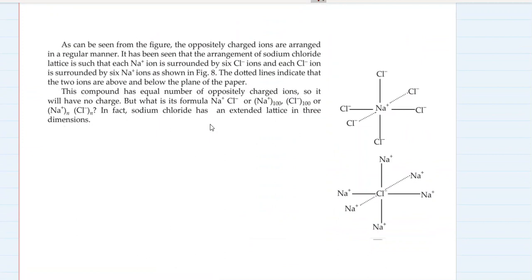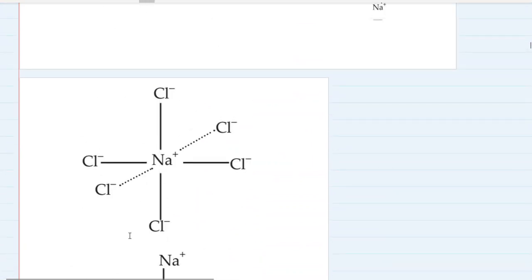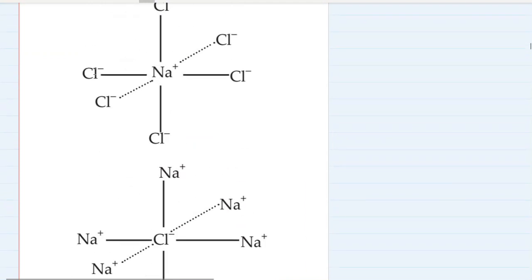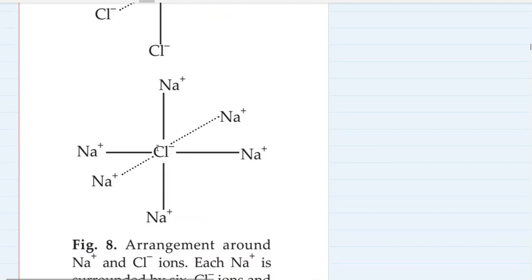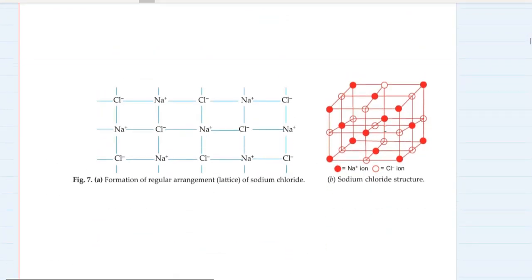As can be seen from the figure, the oppositely charged ions are arranged in a regular manner. The arrangement of the sodium chloride lattice is such that each sodium ion is surrounded by 6 chloride ions and each chloride ion is surrounded by 6 sodium ions, as shown in the figure. As you can see here, each sodium ion is surrounded by 6 chloride ions, two on the left and right, two on the top and bottom, and two in the front and back. And each chloride ion is also surrounded by 6 sodium ions, two on the left and right, two on the top and bottom, and two on the front and back, right? If you see this structure this way, you can figure out how these ions are above each other and around each other.